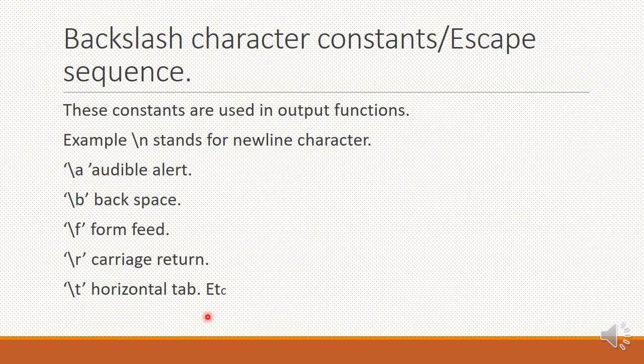and horizontal tab. Okay, actually carriage return, if you know the typewriter, in the typewriter if we want to come to the next line, here is one line, next I want to type from this side. Then I am using the carriage return. There is one button that we bring back, and you can do that using this backslash r.